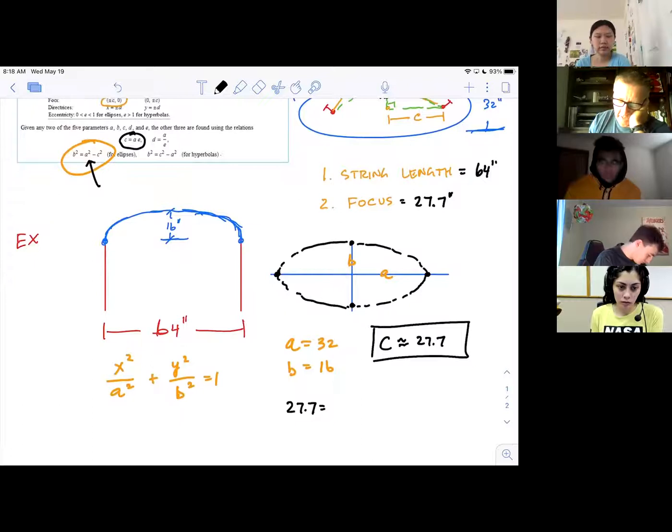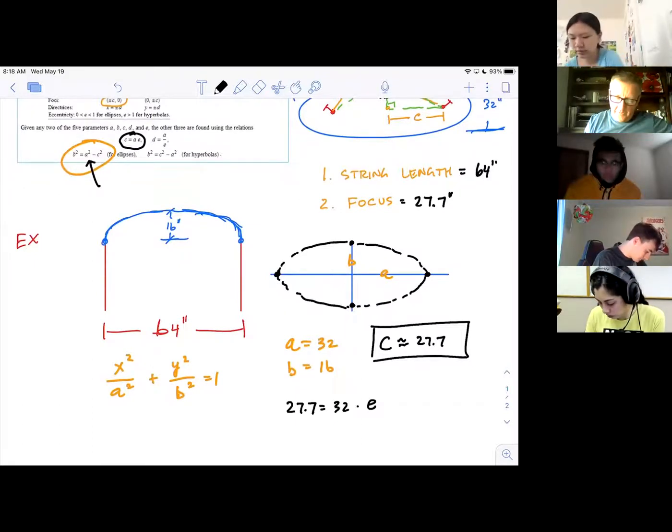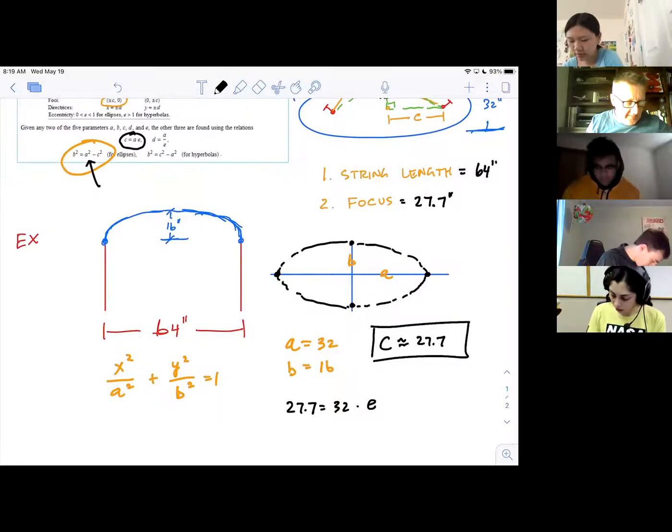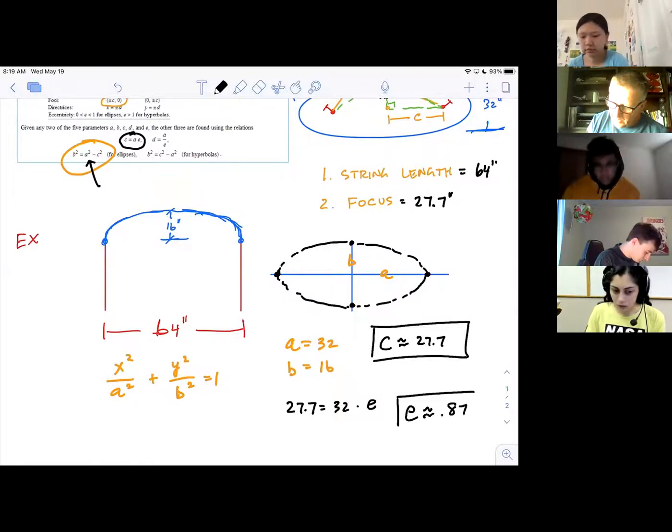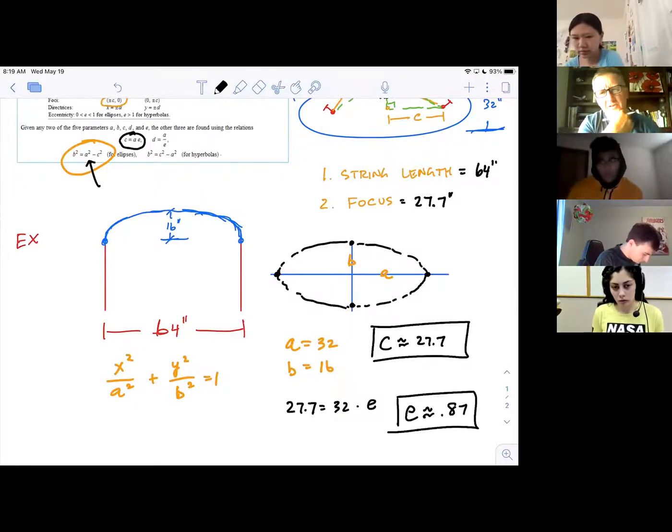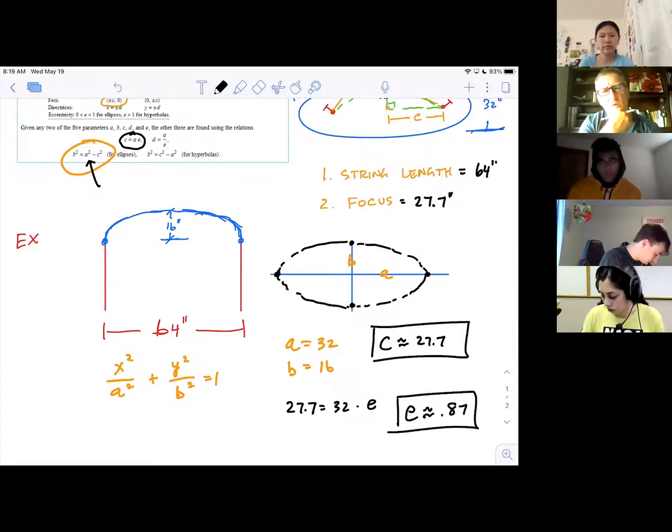27.7 equals A, which we said was 32 times E. So, what I want you to notice is what kind of a number you get. When I divide that by 32, I get E is 0.887. So E is approximately 0.87. You may remember this from yesterday, but what did we do to create the ellipse yesterday? What was the ratio of M to N? We said it was less than 1. When it was equal to 1, that made a parabola.